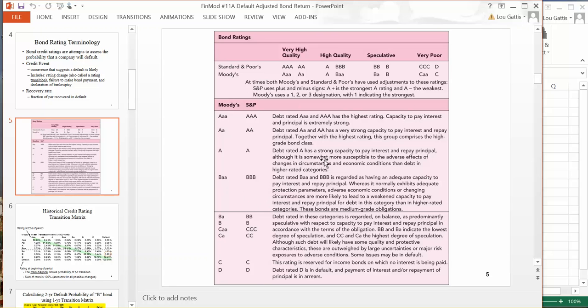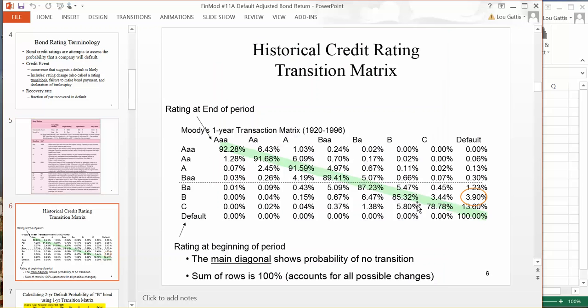Now here's a transition matrix. These are used by corporate bond traders or analysts. And this one was generated based on Moody's historical data from 1920 to 1996. And this is in the Benninga textbook. And the way you read a transition matrix is you first look and see what term this is. This is a one-year transition matrix.